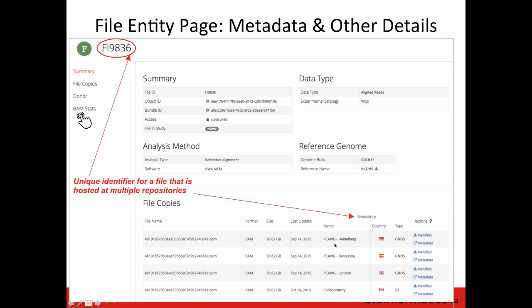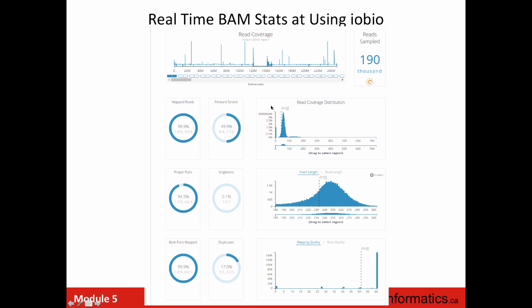So you see Peacock, I think this is Heidelberg, Barcelona, London, and the data is in Collaboratory as well. This gives you a choice of where to download your data, which we'll get into next. But if you click on this BAM stats, you will see something like this. This is a pretty cool tool that Vincent Ferretti's team has used to give you real-time statistics of the BAM. It's actually streaming the BAM.